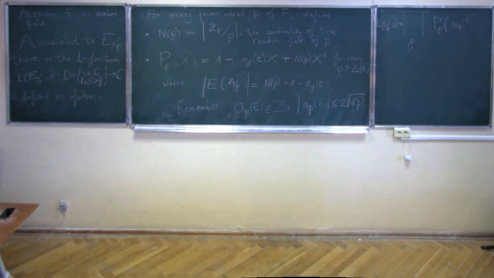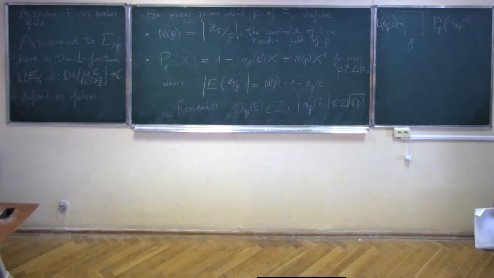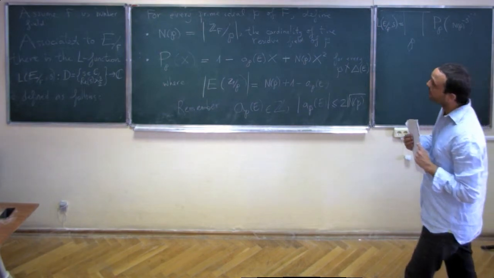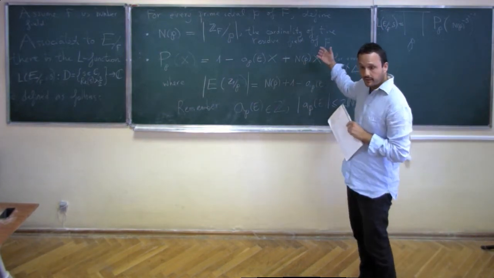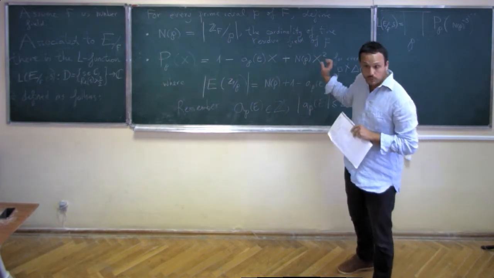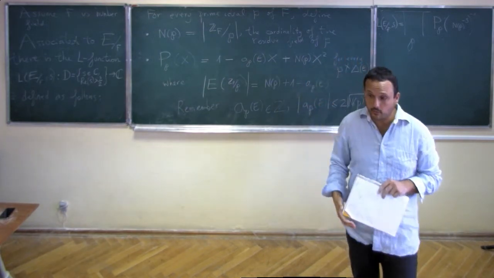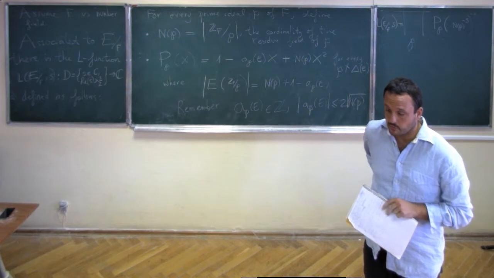Okay. And this product also converges if we take a curve of higher genus. If you have a curve of higher genus, you have to modify the definition of this polynomial. It will be a polynomial of degree 2g, where g is the genus. And then you can also define what people call the L function of the curve.